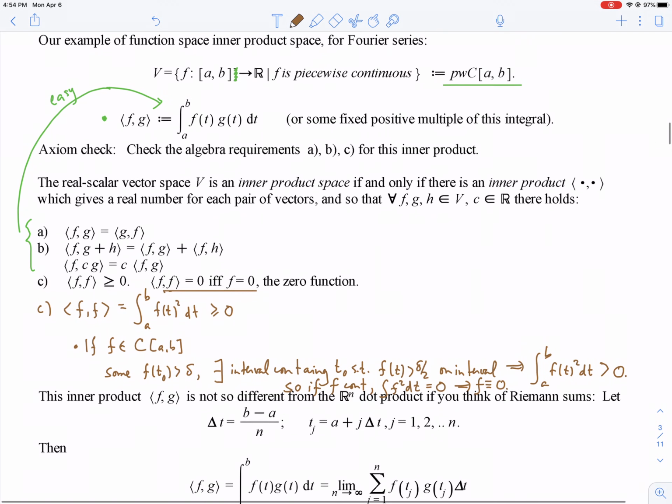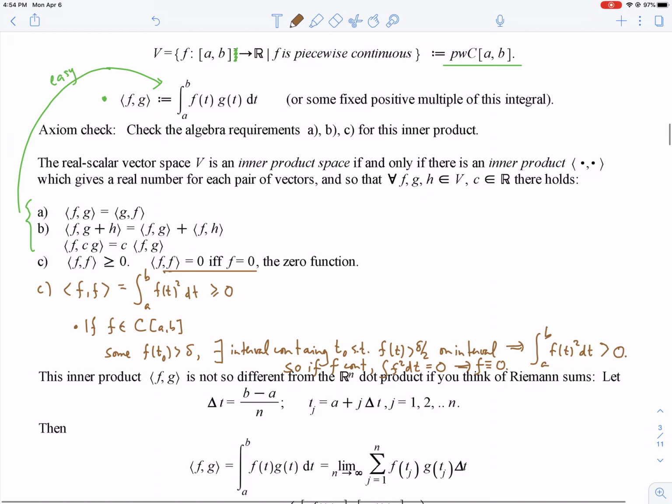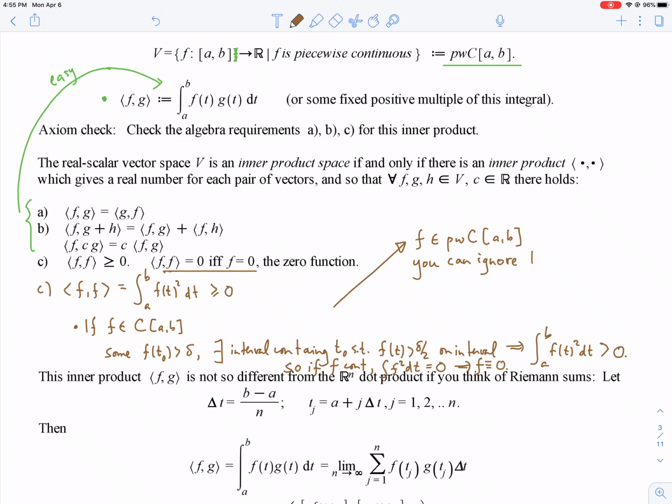But you'll see why we want to consider piecewise continuous functions instead of just continuous. So what you have to do if you're going to be precise is, for f which is piecewise continuous, when you say f is the zero function, you have to ignore a finite number of points. Technically you're using an equivalence relation to identify various functions. You can ignore the values of f at a finite number of points, because that won't change an integral.